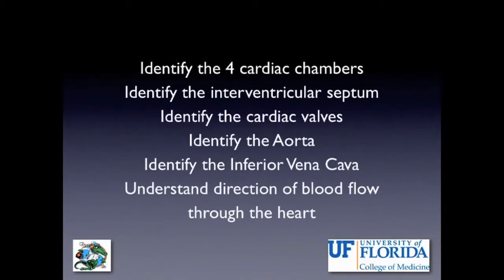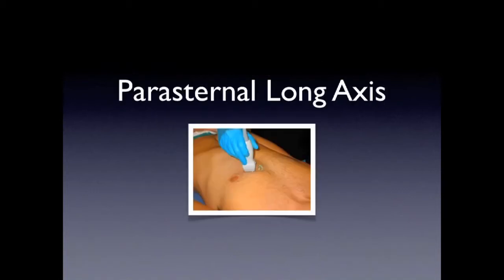At the end of the lab, you should be able to identify the four cardiac chambers, the interventricular septum, the cardiac valves, the aorta, the inferior vena cava, and understand direction of blood flow through the heart using Doppler. We're going to start with the parasternal long axis.